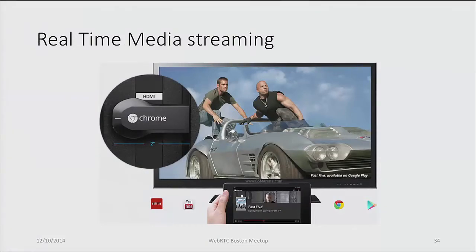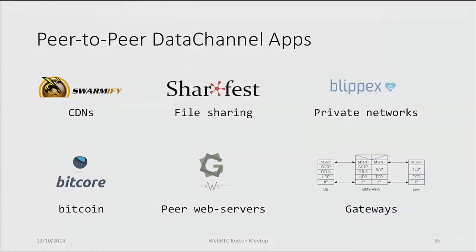All right. Peter will talk a little bit about some of the ways that Google uses WebRTC in some of its projects. One of the big ones is Chromecast, and because WebRTC is peer-to-peer and very low latency in nature, it's a really good real-time media streaming protocol. All right, some of the more interesting things here, leveraging the data channel, are peer-to-peer data channel applications out there.